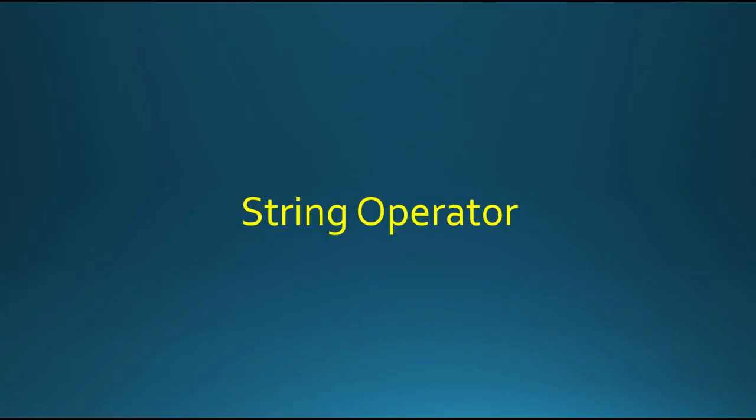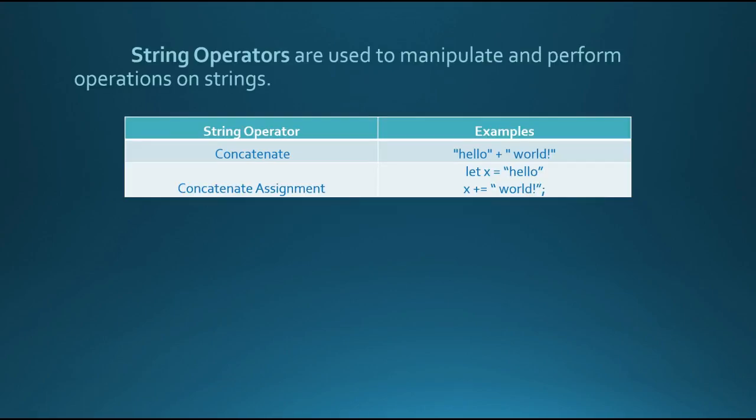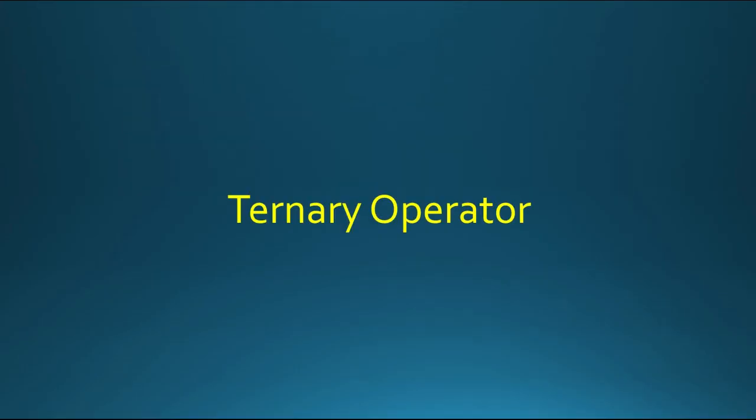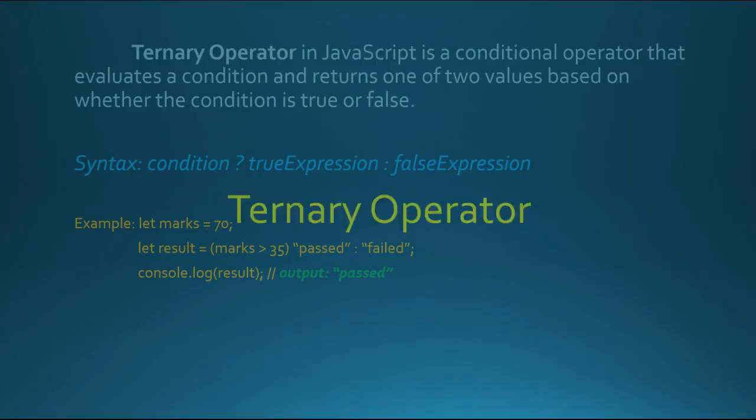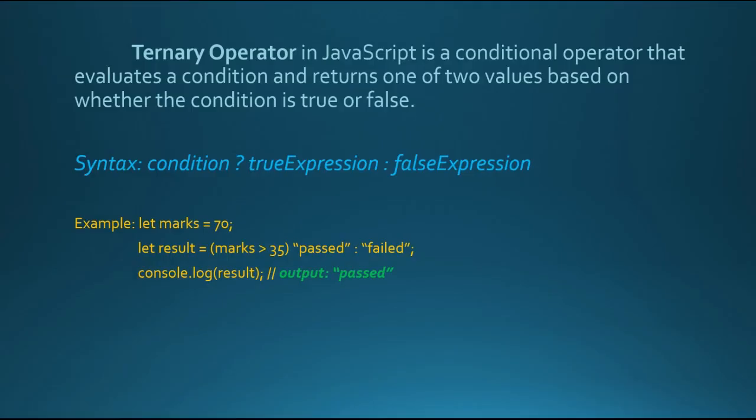String operator. The concatenation operator, plus, concatenates 2 string values together, returning another string that is the union of the 2 operand strings. In the example, both strings will concatenate to a single string, Hello world.